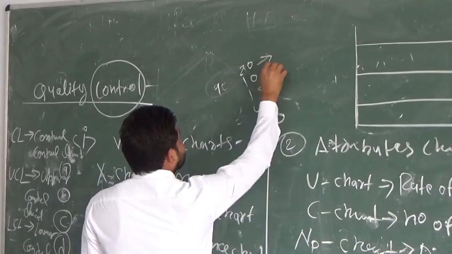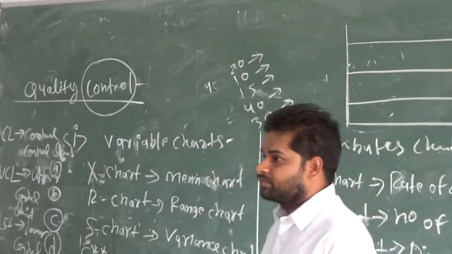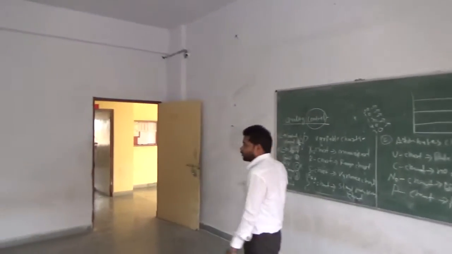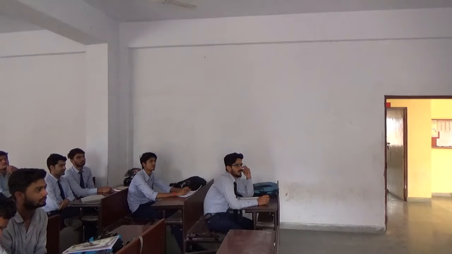Sir, this is the quality limit, right? Sorry. Sir, this is the product quality, right? Quality. This is quality control. Here we talk about quality control.